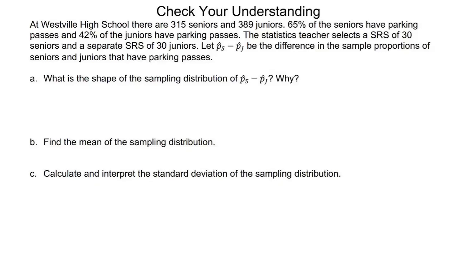Would I have n as 30 or n as 31? Which one is your sample? 30, right? Yep. And then the proportion would it still stay the same as 65%? 65% for seniors, and then 30 as the sample. And what about for your other one? It would be 30 juniors and then 42. You got it.